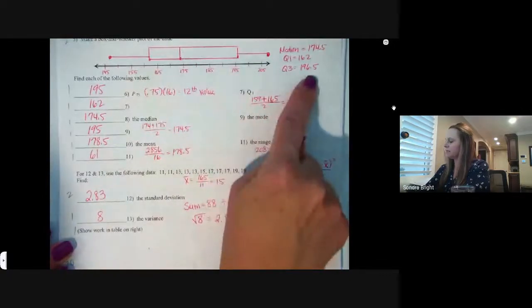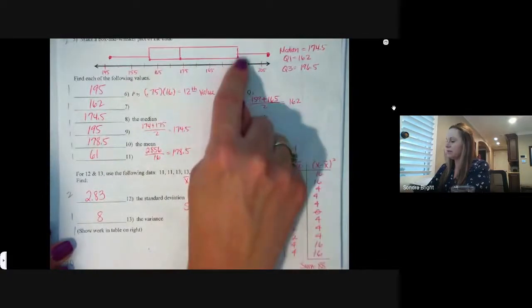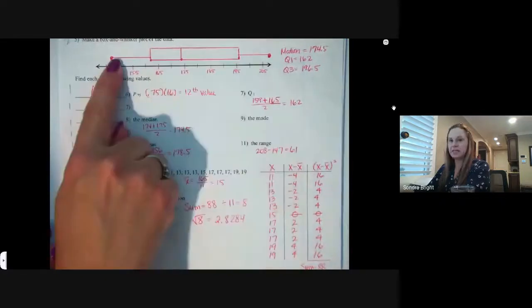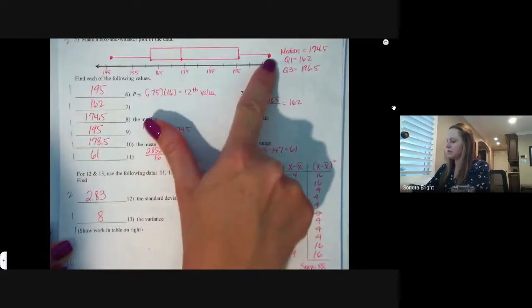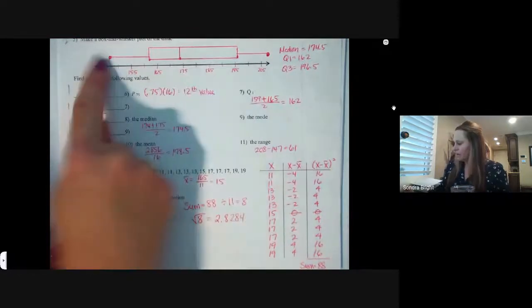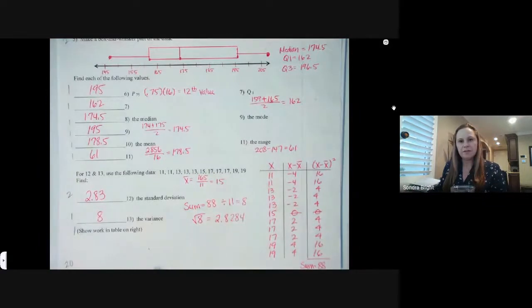Create the box. Put dots for the extreme values. So the smallest value was 147, and the largest value was 208. I put dots there, and then I connected the whiskers. Okay, so that's the box and whisker plot for 6.